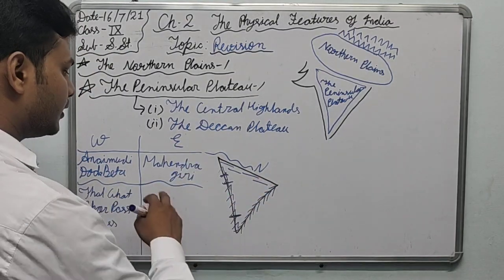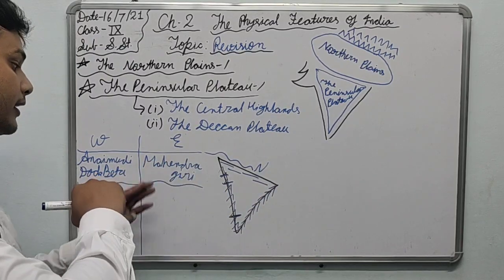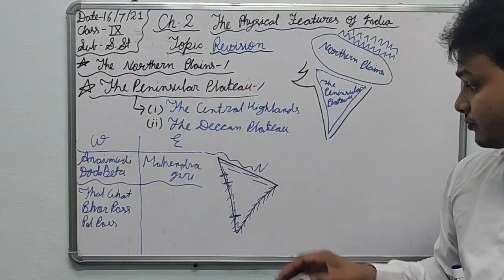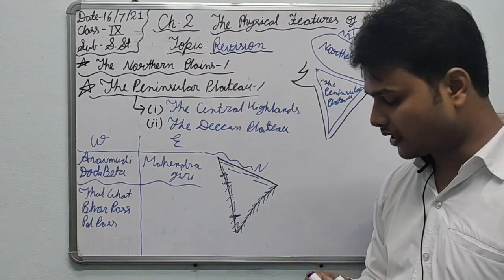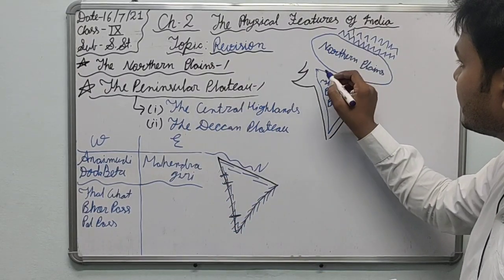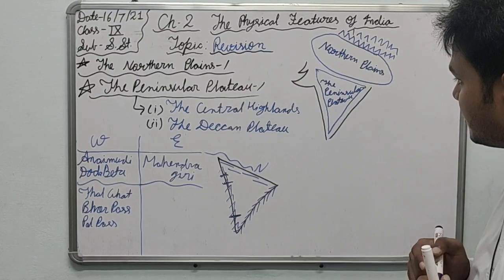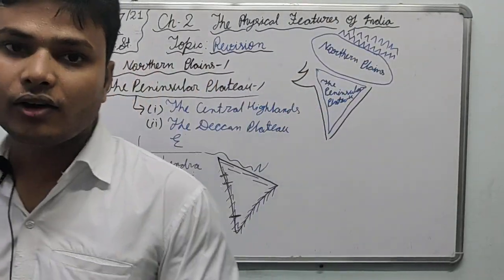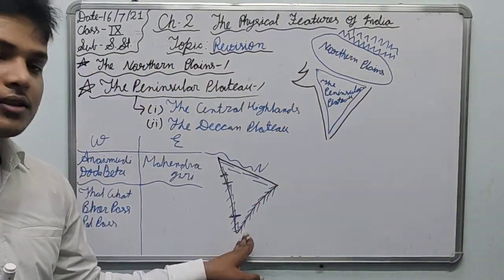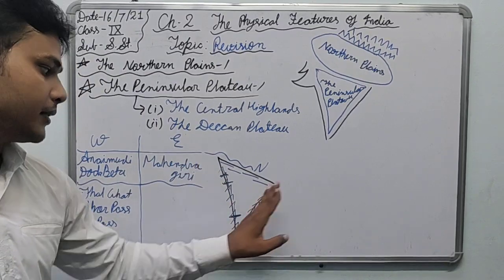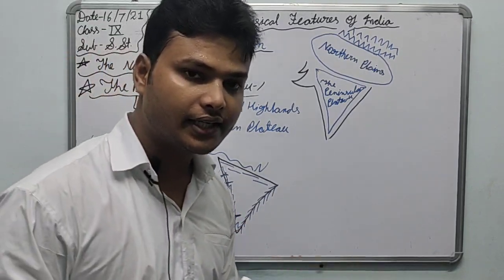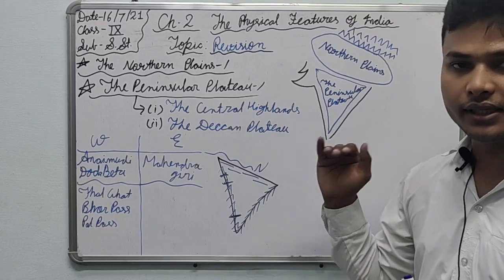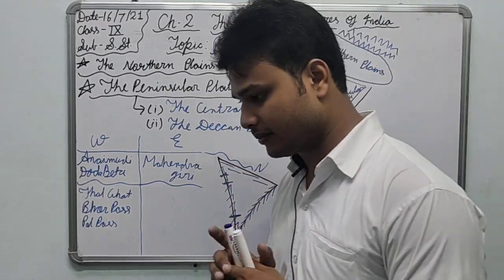And in the Eastern Ghats, the highest peak is known as Mahendragiri. One more important thing regarding the Eastern Ghat and the Western Ghat is that the Eastern Ghat is wider than the Western Ghat. Also, the average height of the hills in the Eastern Ghat is quite lesser than the height of the hills in the Western Ghat.